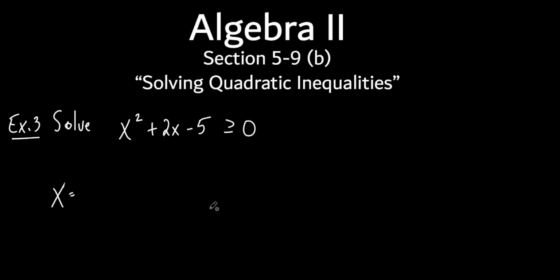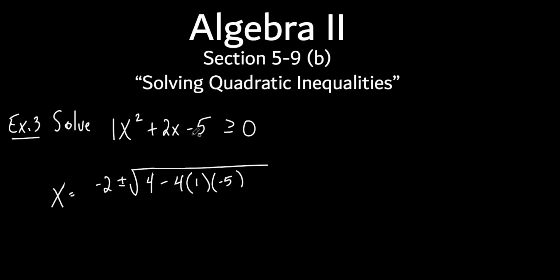All right, so what do we do? Negative b, so -2 plus or minus the square root of b squared, so 2 squared, which is 4, minus 4 times a, which is 1, times c. What's the c? It's -5. Make sure you take that sign in front of it. That's super important. Over 2 times a, or 2 times 1. I don't really need the 1 there. Really didn't need it here, did I?